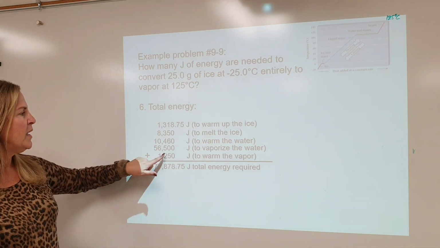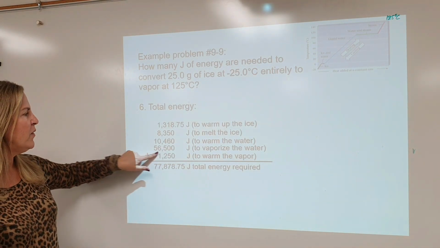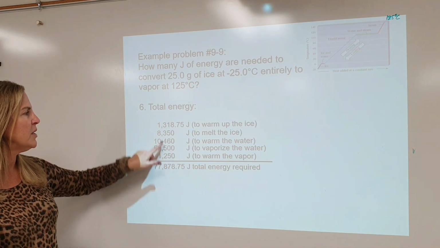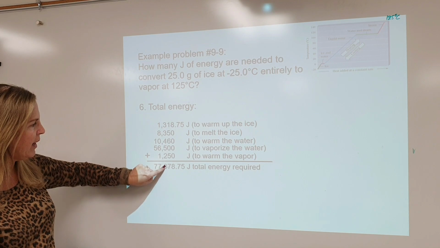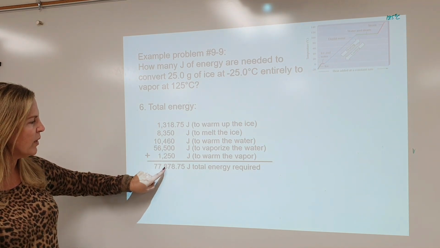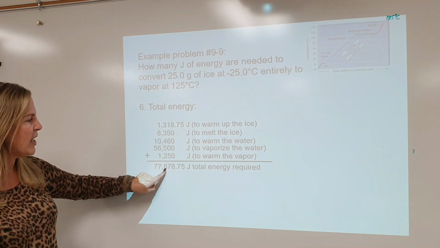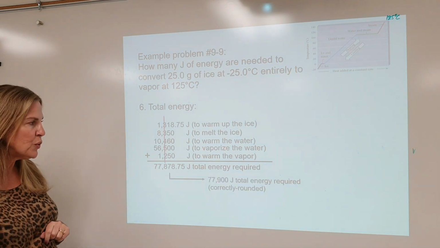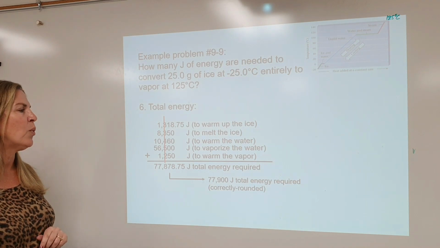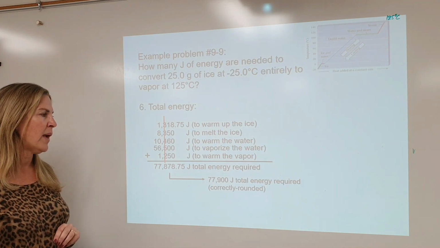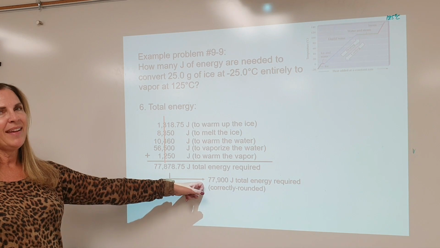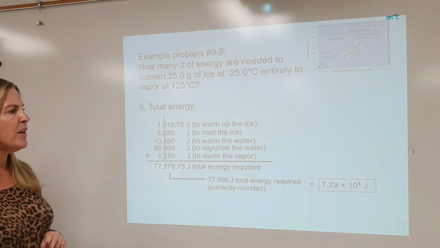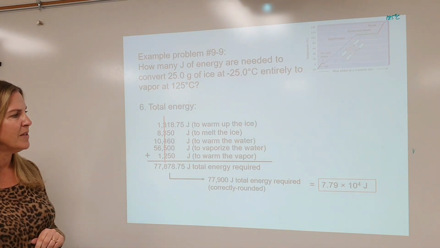All right, hopefully you saw that in 56,500, these are both not significant zeros. So we're going to be rounding at this hundreds place. So we're going to look at that 8. 7's going to change that to a 9. So it's going to be 77,900 joules of energy required, correctly rounded. And of course, do we leave it like that? We need to put it in scientific notation. So 7.79 times 10 to the 4th joules.